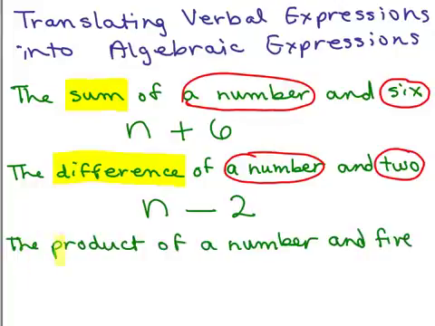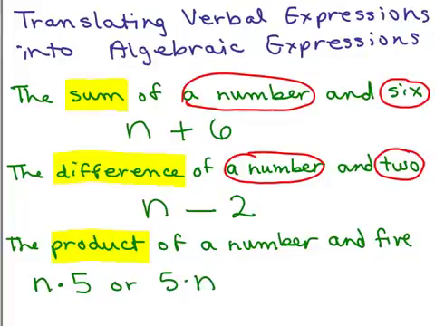All right, next one. The product of a number and 5. Product means multiplication. So when you see the word product, you have to associate that with multiplying. And we've got a number and 5. So how would we write a number and 5 multiplied together? Well, you could say n times 5, right? Often you would write this as 5 times n.